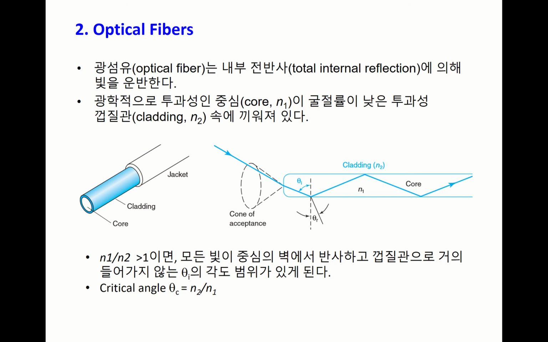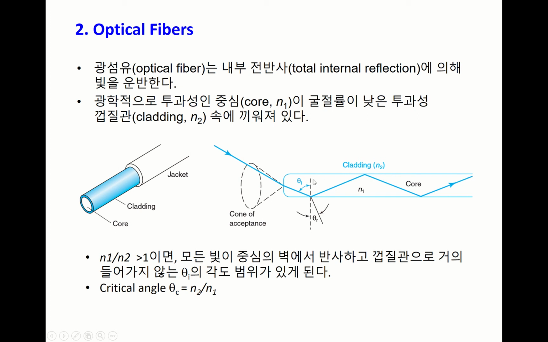The principle is total internal reflection. This is the structure of an optical fiber. The core is made of this material. Light is passed through this core, and the core is surrounded by the cladding. The whole thing, the core and cladding, is covered by a jacket. The important part is the core and cladding. This is the illustration.